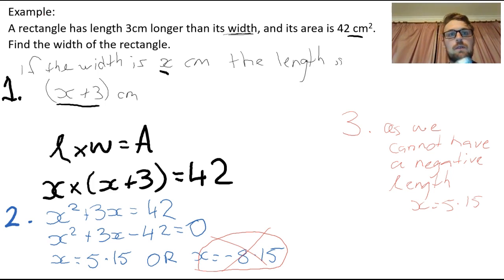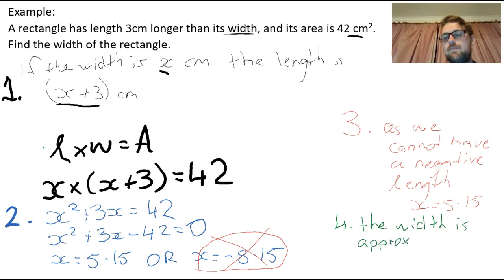Now our final step is to rewrite this in a worded form. So step 4, in worded form, I'm going to write that the width is approximately, because it's not exactly, 5.15 centimeters, and the length is, remember it's 3 more, so 8.15 centimeters.